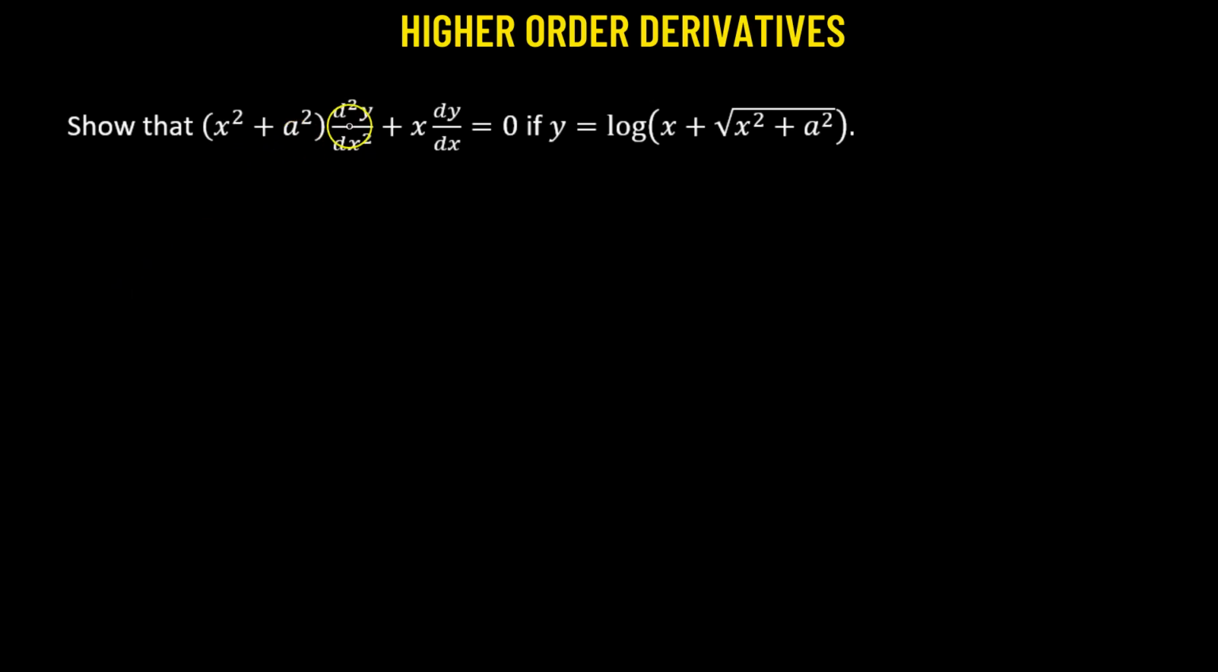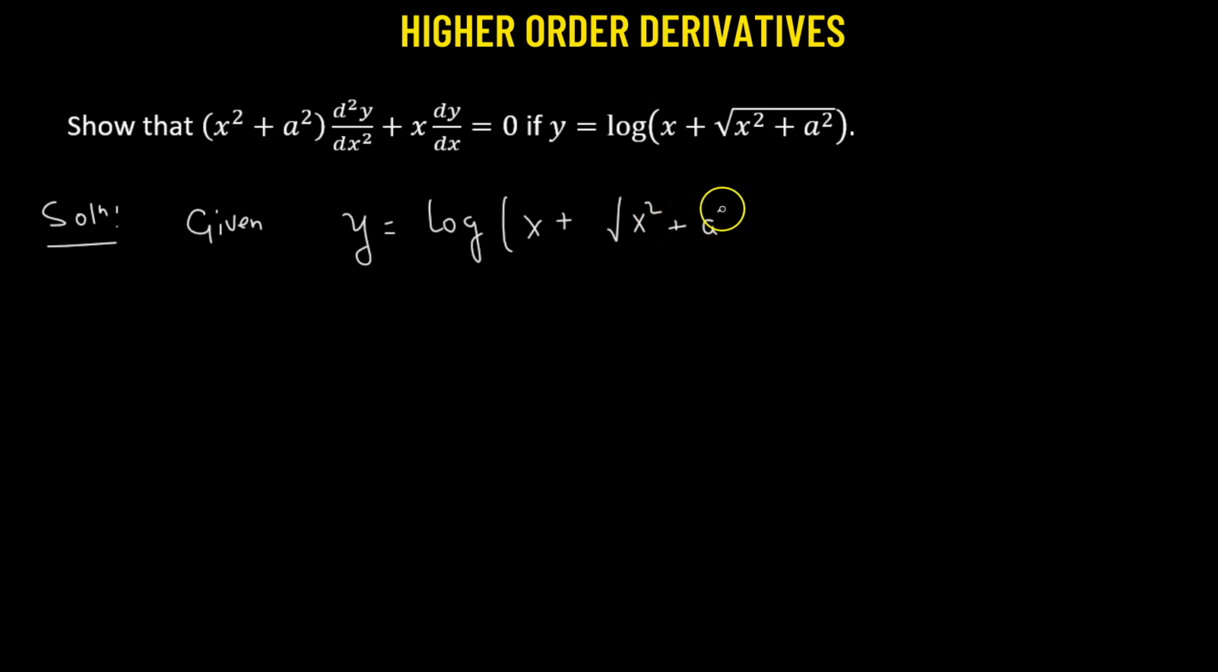So here we need to show that this particular expression is equal to 0 when y is given by this particular expression. So let's begin. Here we will start with whatever we are provided with. So we have y equals log of x plus square root of x squared plus a squared. Let's take the derivative on both sides with respect to x.